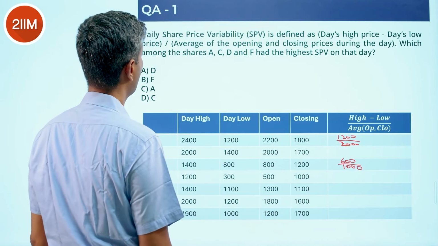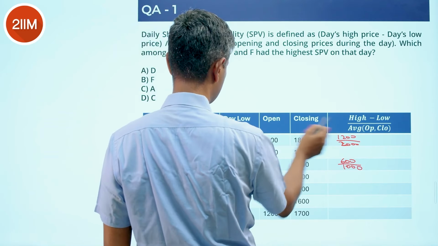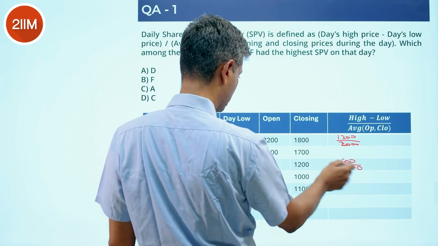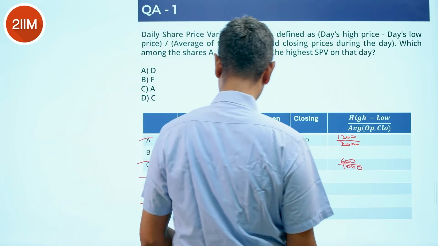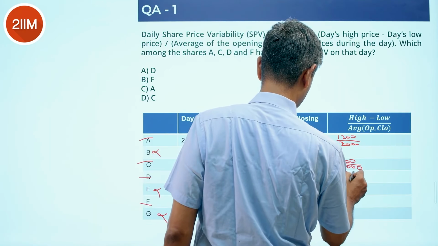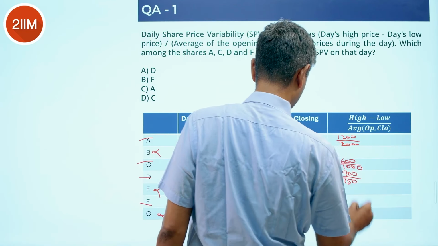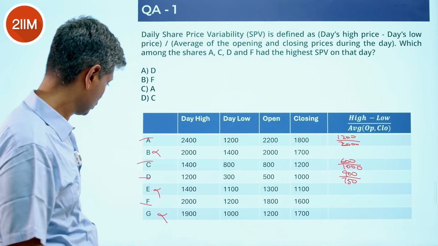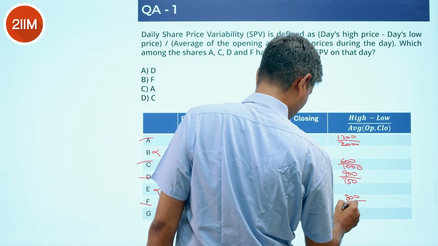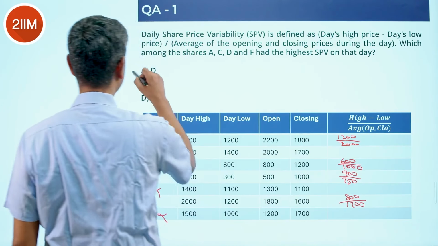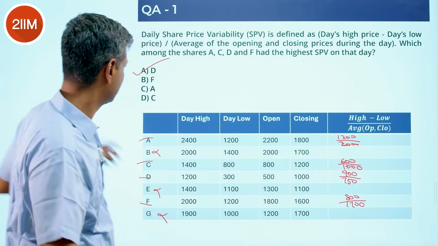Day high minus day low by average of opening and closing. Average is 2000 here, difference is 1200, average is 600, sorry, difference is 600, average is 1000. D, difference is 900, average is 750. I think we may already have a winner. F, difference is 800, average is 1700, very clearly D. This is more than 1, rest are all less than 1.